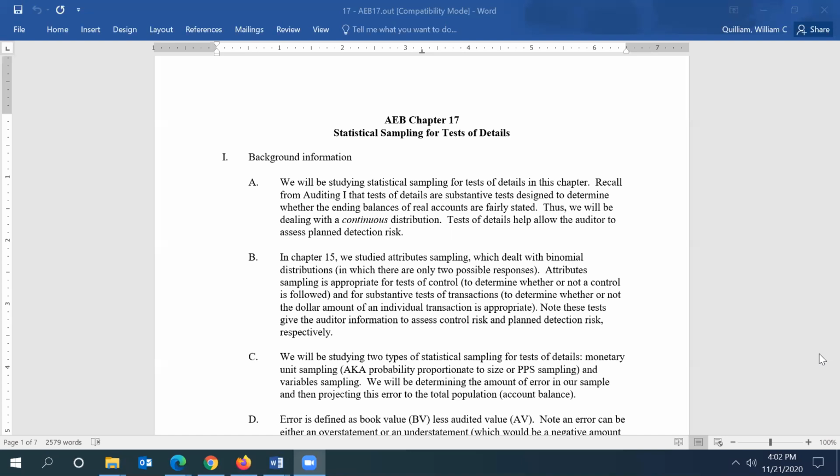Well then, we just studied attribute sampling in chapter 15, which deals with binomial distributions, as we know, in which there are only two possible responses, yes or no. Attribute sampling is appropriate for tests of controls to determine whether or not a control is followed, and for substantive tests of transactions to determine whether or not the dollar amount of an individual transaction is appropriate. We can note these tests give the auditor information to assess control risk, so the risk that internal control is not working, and plan detection risk, the risk that there's a material error out there and we don't find it, respectively.